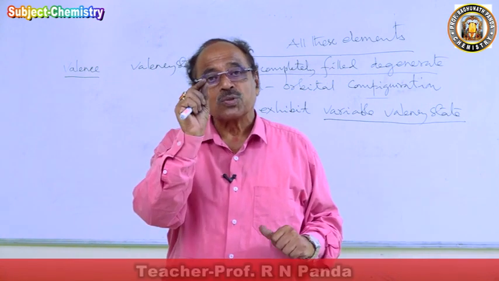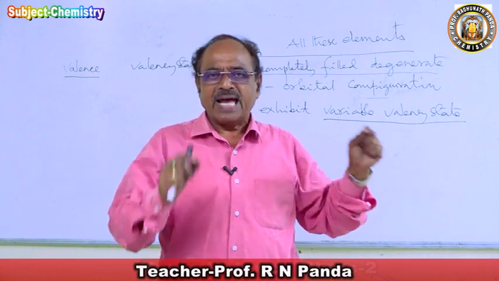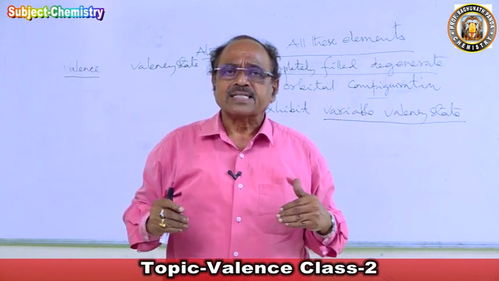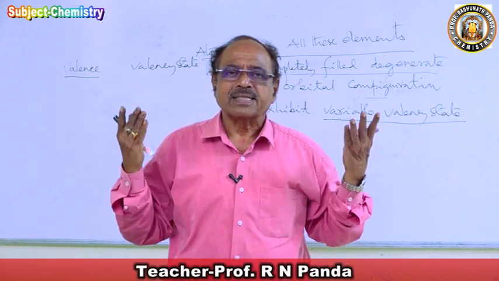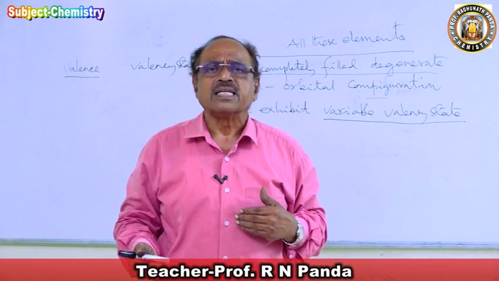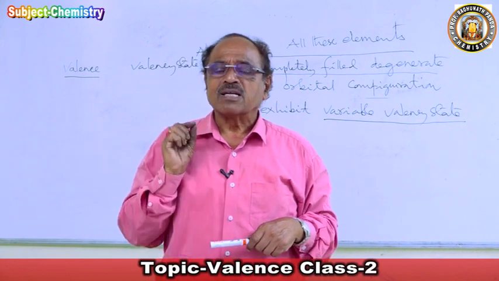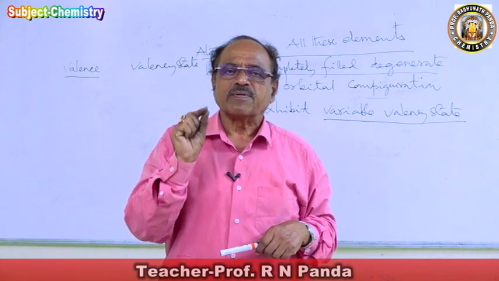So atoms also do that. These elements are highly electropositive. They have electrons in their outermost shell. They go to different valence states. They can lose their electrons and take part in chemical combination very easily in different manners. Hence they exhibit variable valency state. And they lose electrons and combine, so they are very positive.